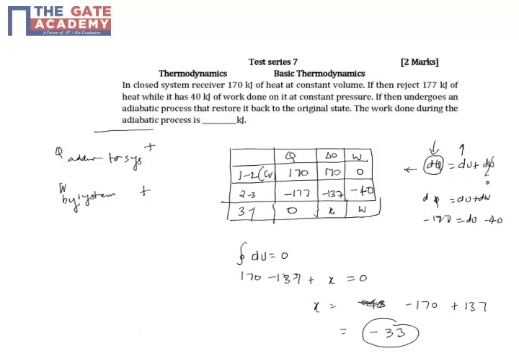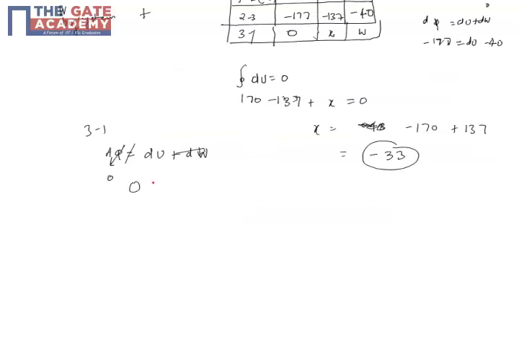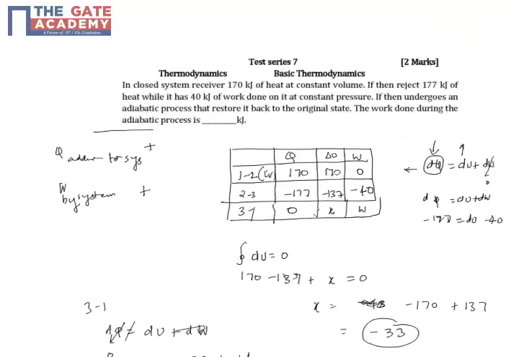Now applying the first law for the third process, 3 to 1, dQ = dU + dW. dQ is 0 because it's adiabatic, so 0 is equal to the change in internal energy we got from adding all that and setting it to 0, so minus 33 plus work done, which is positive. So work is done by the system, and it is 33, it's positive. So the answer is 33.